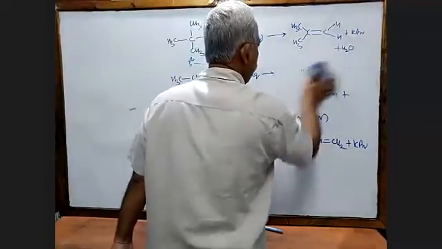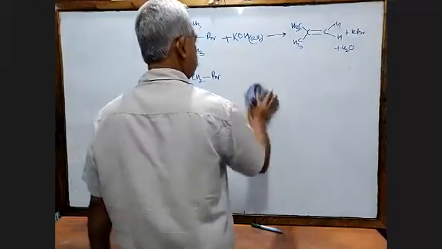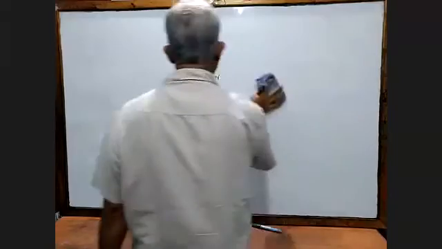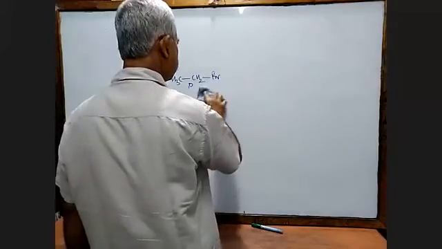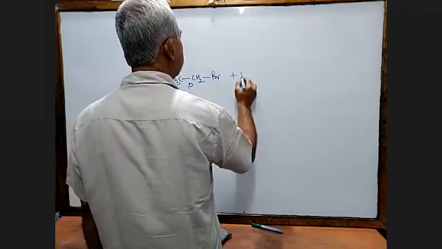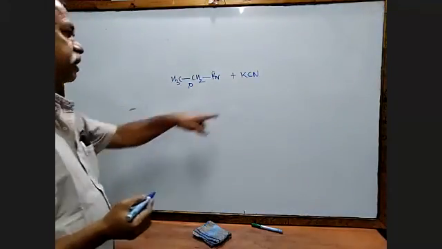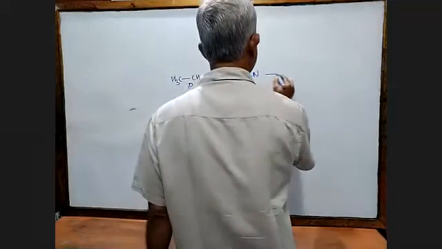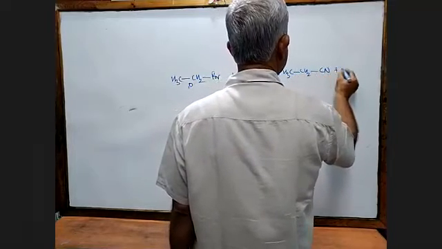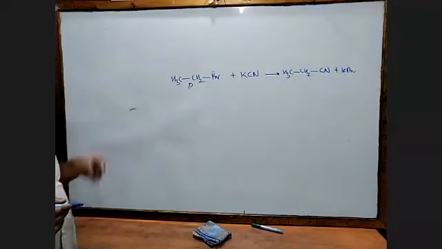Now let me write here the reaction of potassium cyanide with the haloalkane, which is very interesting for your school. See here, cyanide is a nucleophile. So in that case, what will you get? You get CH3, CH2, CN, and KBr. You get ethyl cyanide, or it's called propane nitrile.